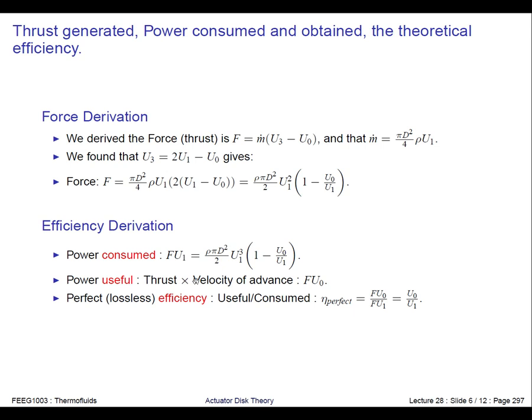Okay, so if we wanted to work out the efficiency, that's just the ratio of these two things. So it's F U0 divided by F U1. So that gives us our efficiency: it's actually the ratio between the upstream velocity, U0, and the velocity at the propeller blade.